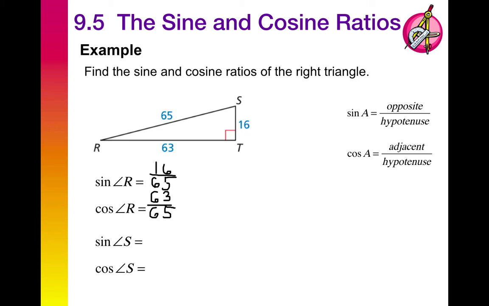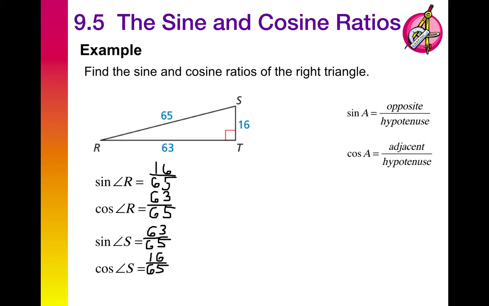The sine of angle S is going to be a little bit different. It's going to use the opposite side, so the 63 over the hypotenuse. So we're going to write 63 and divide that by 65. For the cosine of S, we're going to use the adjacent and the hypotenuse. So we're going to write for that 16, and that's going to be over 65.